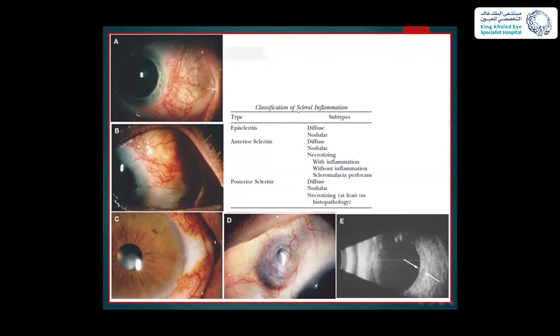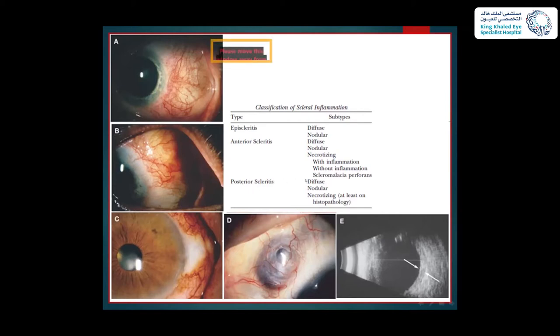Okay. This is the other classification that we are discussing. Sometimes we classify scleritis into anterior and posterior, and anterior will be diffuse, nodular, necrotizing and non-necrotizing. If it is necrotizing, it can be with inflammation or without inflammation. If it is without inflammation, we call it scleromalacia perforans, and this is mostly common in rheumatoid arthritis. Usually we don't want this to happen. You can see this is a patient who was poorly controlled for his rheumatoid arthritis and ended up with this anterior staphyloma and very thin sclera.